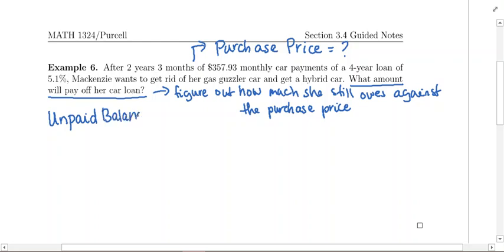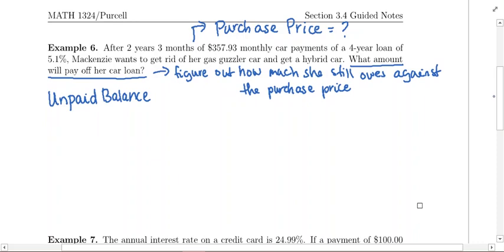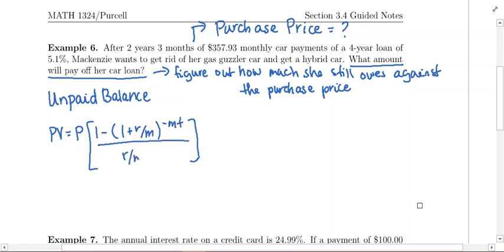For unpaid balance, remember what you have to do. You have to use the present value of an annuity formula, so I'm going to go ahead and write that down. Why do you have to do it this way? Because if you're paying off a loan early, you won't be paying any future interest. Mackenzie still had 1 year and 9 months left to go on the loan, so we have to calculate how much she still owes against the purchase price of the car.